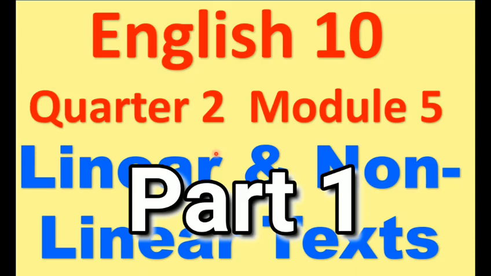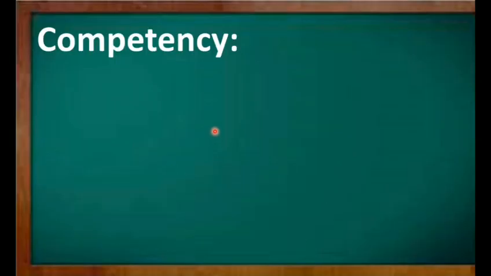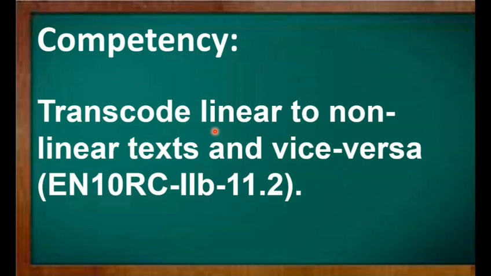Today our topic is about English 10 Quarter 2 Module 5 entitled Linear and Non-Linear Texts. The competency in this module is transcode linear to non-linear text and vice versa.